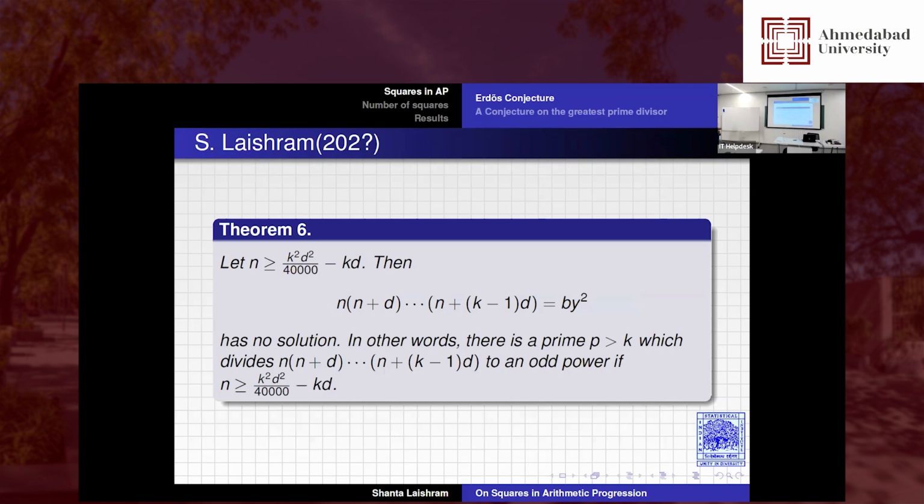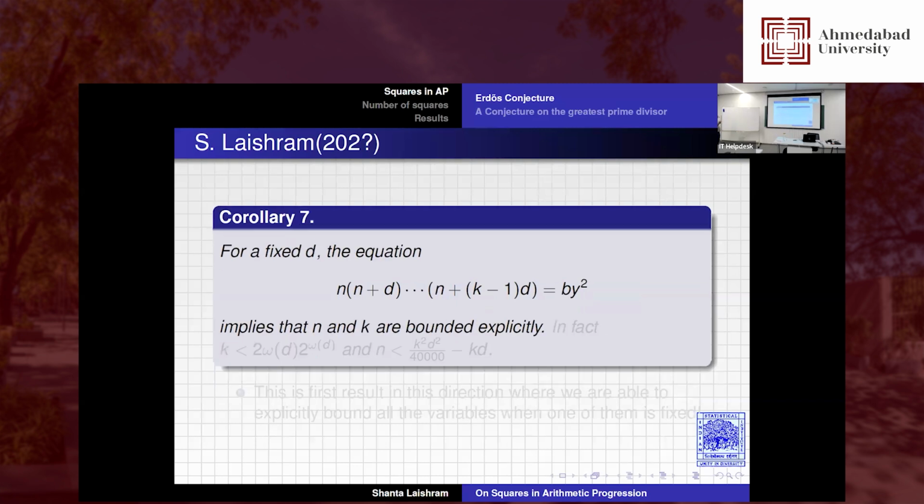In other words, this number has a prime divisor bigger than k to n odd power if n is bigger than this number. All right, so from here, I can give the following corollary. If you fix d, this equation implies that n and k can be bounded explicitly. So once you fix d, everything can be fixed. So k is bounded by this number, and once k is bounded, d is fixed, so n is also bounded.